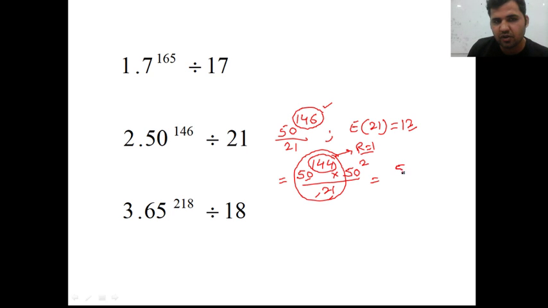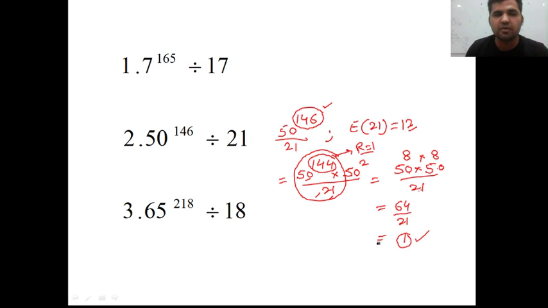So you will be left with only 50 into 50 divided by 21. Now 50 when divided by 21 will give you a remainder of 8, and the other 50 divided by 21 will also give you a remainder of 8. So you will have 64 in the numerator. Now 64 upon 21, what will be the answer? If you divide 64 by 21, the remainder will be 1. This would be the answer of this question. So the second question has the answer as 1, right? In this case, the remainder will be 1.